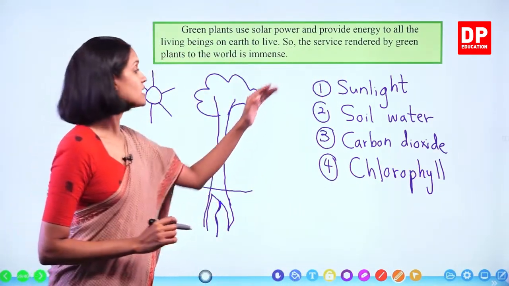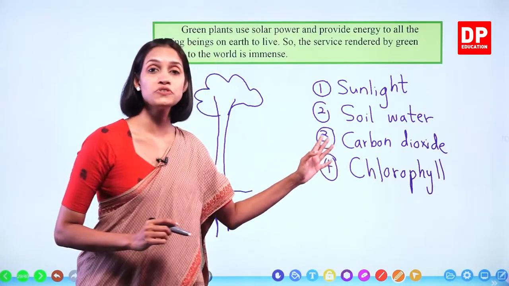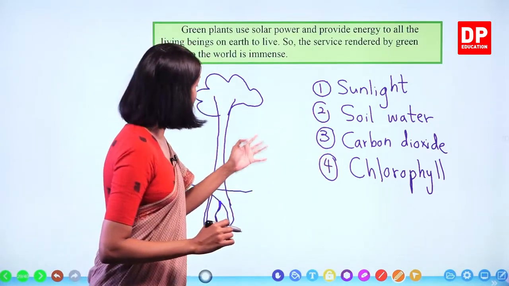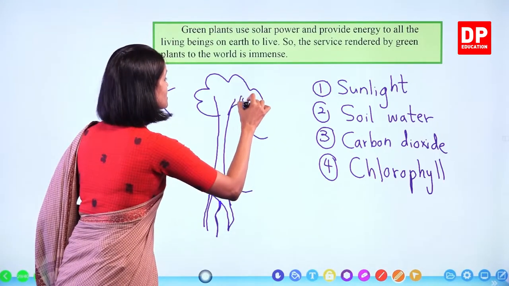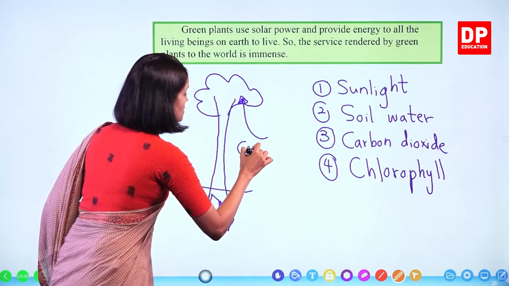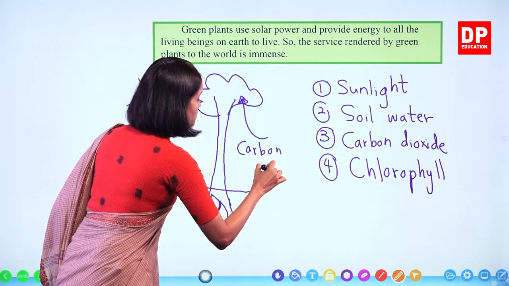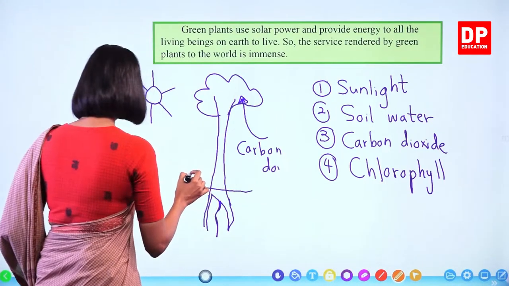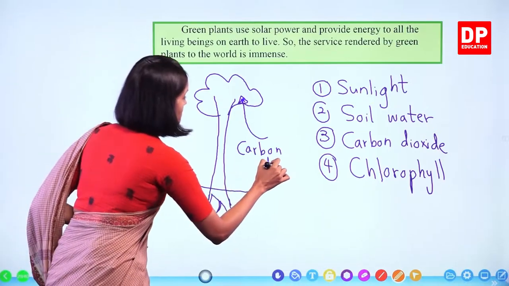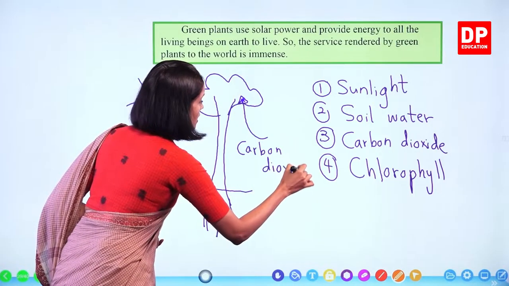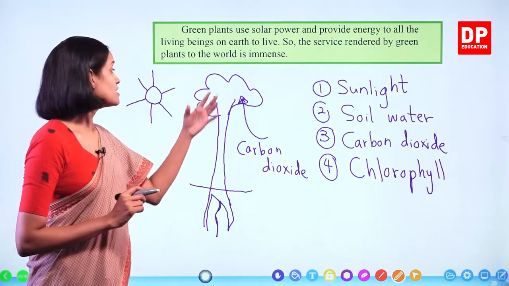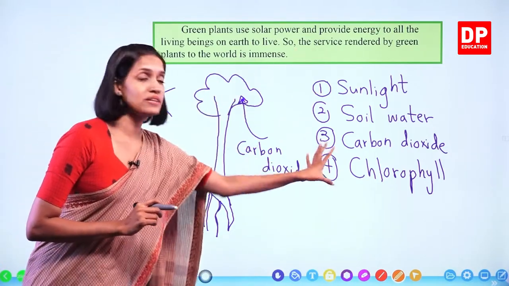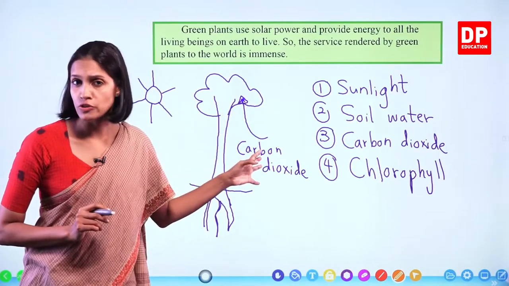Right, children, these are the four factors affecting photosynthesis. So, what happens, children, during photosynthesis? Carbon dioxide gas is absorbed by the plants. And so after absorbing carbon dioxide gas, along with all the other factors, food is produced.